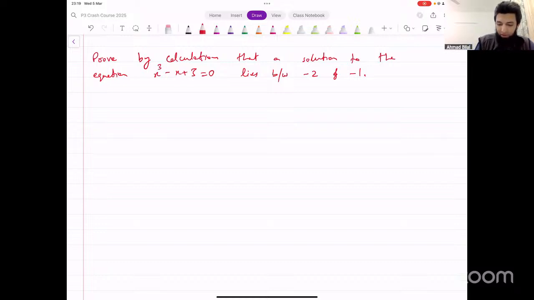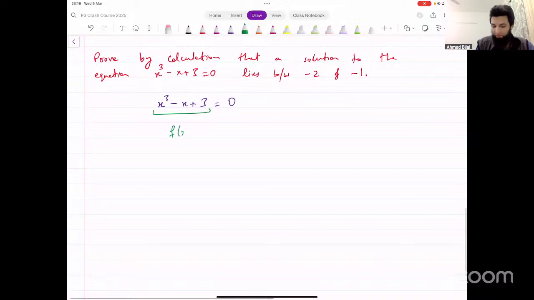Now, how do you approach problems like these? You have x cubed minus x plus 3 equal to 0. What you do is you say, this is a function which has to be equal to 0, and that is going to give you the solution to this equation, right?